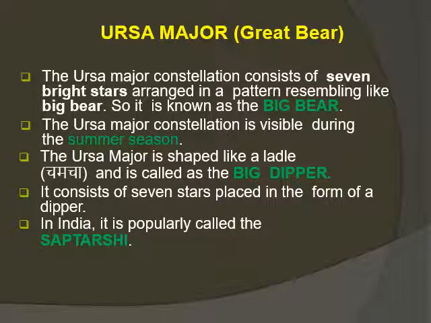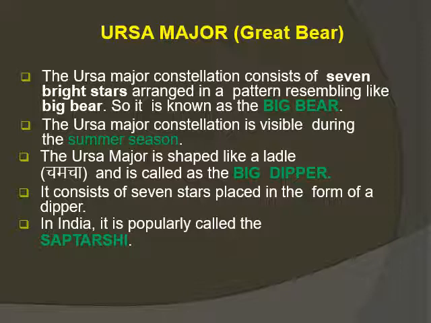Ursa Major or Great Bear. The Ursa Major constellation consists of 7 bright stars arranged in a pattern resembling a big bear. It is also known as Big Bear. Ursa Major constellation is visible during the summer season. The Ursa Major is shaped like a ladle and it is also known as Big Dipper. It consists of 7 stars placed in the form of a dipper.